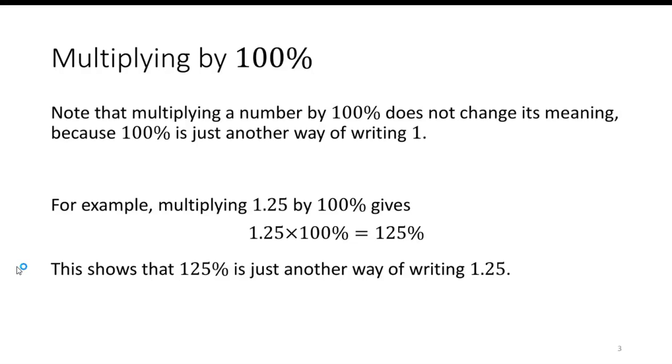Note that multiplying a number by 100% does not change its meaning because 100% is another way of writing 1, and any number times 1 is itself. So for example, multiplying 1 and 25 hundredths by 100% gives you 125%, and 125% is just another way of writing 1 and 25 hundredths.